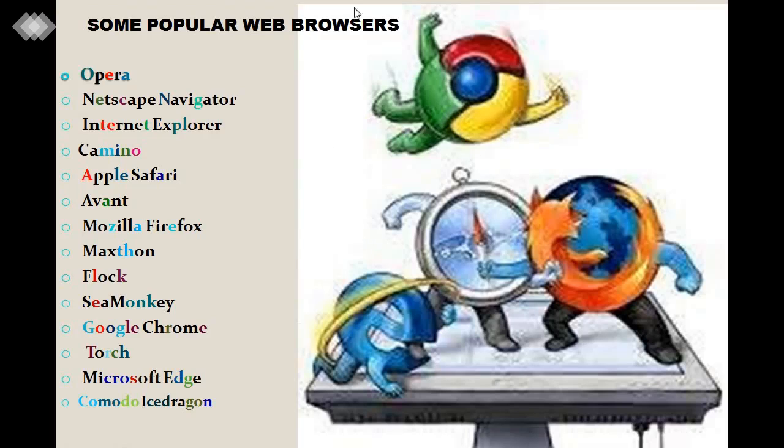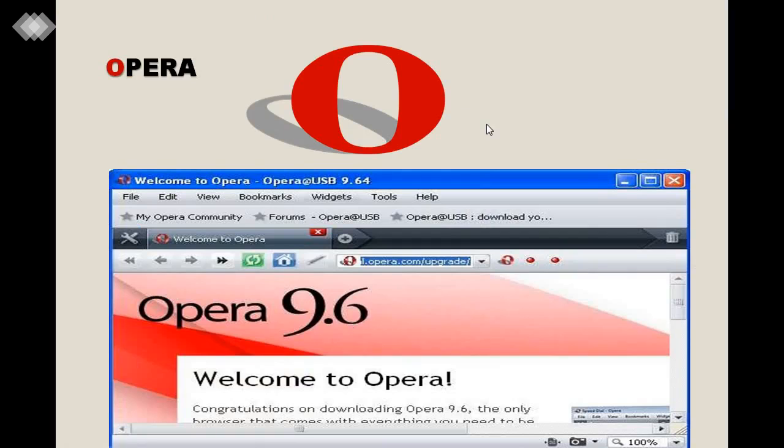Here are some popular web browsers like Opera, Netscape Navigator, Internet Explorer, Camino, Apple Safari, Mozilla Firefox, Maxthon, Flock, SeaMonkey, Google Chrome, which is very popular, Torch, Microsoft Edge, Komodo, and Ice Dragon. So these are the different, very popular web browsers recently used. Now first is Opera.